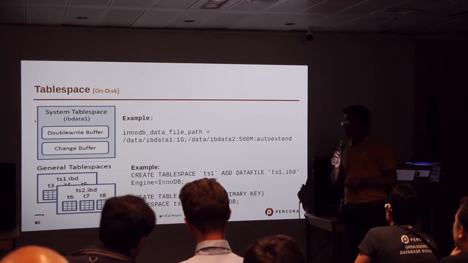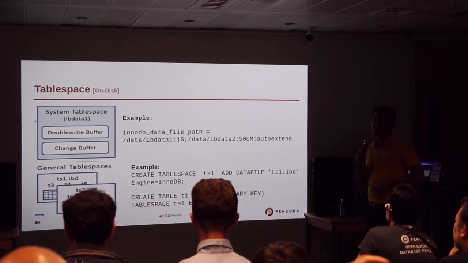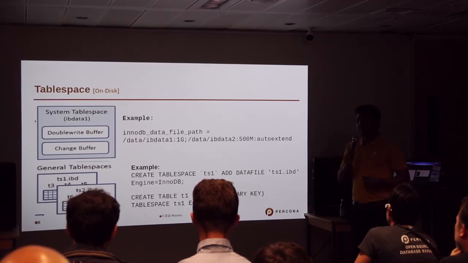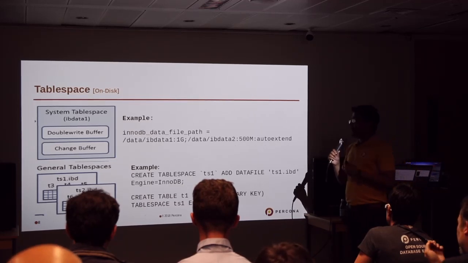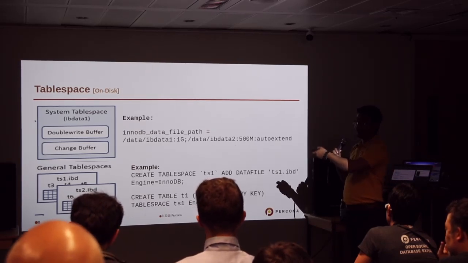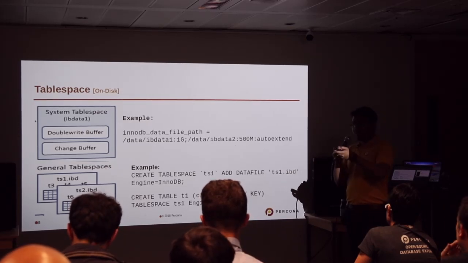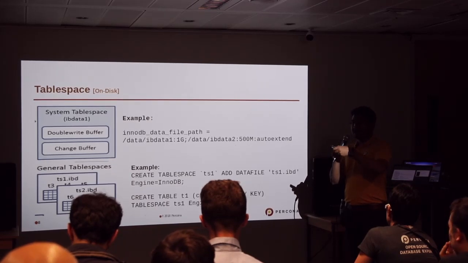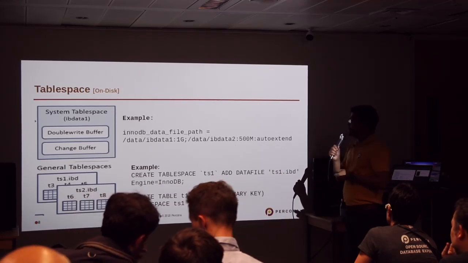Okay, let's move to the on-disk structures. We have a system tablespace, where in 5.7 we used to keep our data dictionary and undo log, all of that inside the system tablespace. But now in 8.0 it's changed, and the only things we have there are the doublewrite buffer and the change buffer. The doublewrite buffer is just to make sure that in case of a crash, if data is not written properly to my tablespace, I can get a good copy of my data from the system tablespace, and that's how I'll recover my data.